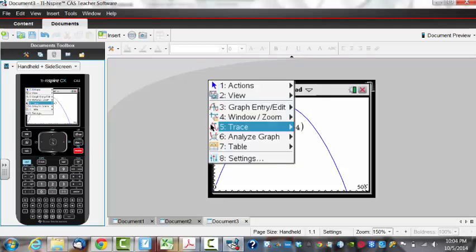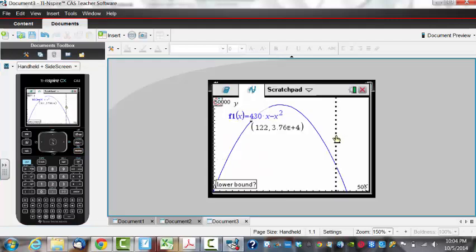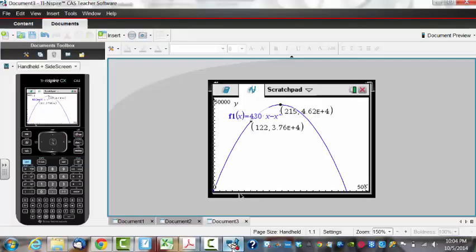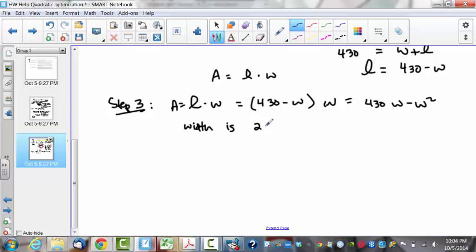We're going to find our maximum. So you do your left bound, your lower bound, and your upper bound, and you got 215. So we have width is 215 feet at maximum area. Okay. Now, go ahead and, at this point, calculate the length and what the actual maximum area is.